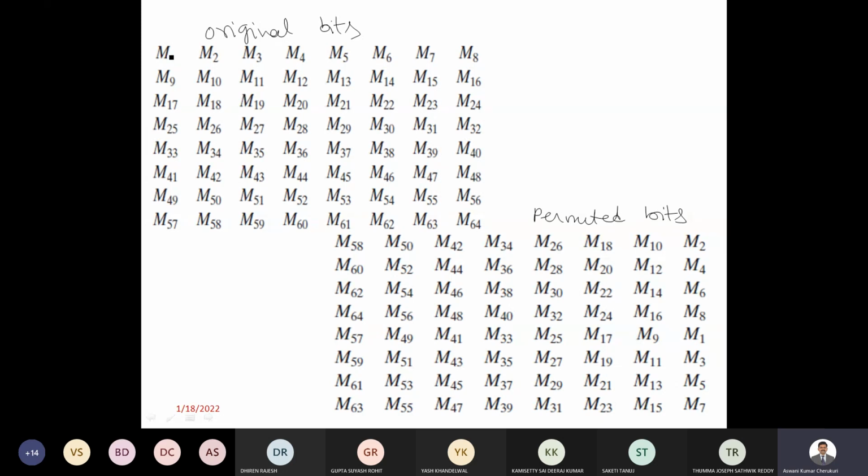And these are all permuted bits. You notice M1 has gone here. This is the 40th location. So your M58, somewhere here, has come here, the first location. This is how transposition happens over the plain text. Is this clear? Yes, sir. So there is not much complexity involved in this. It is fairly simple permutation.